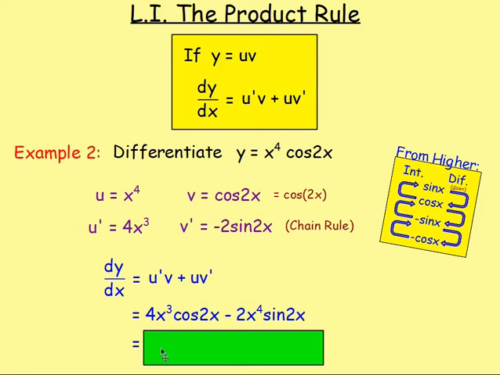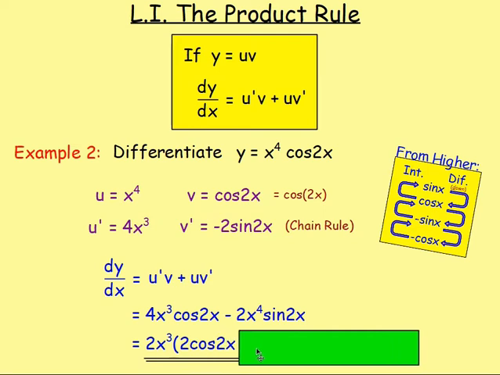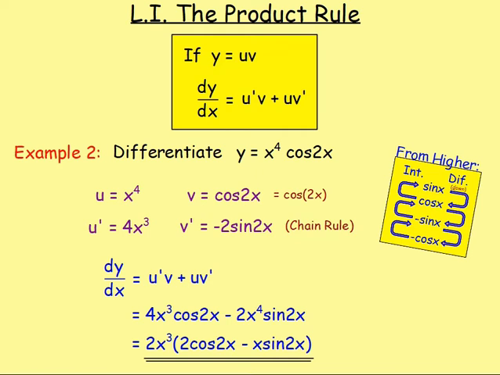So the highest common factor here is going to be 2x cubed. You can take 2x cubed as a common factor. And if you do that, it will leave you with 2 cos 2x take away x sine 2x. And that will be your answer. So that's the derivative of x to the power of 4 cos 2x. Woo! High five if you got that.